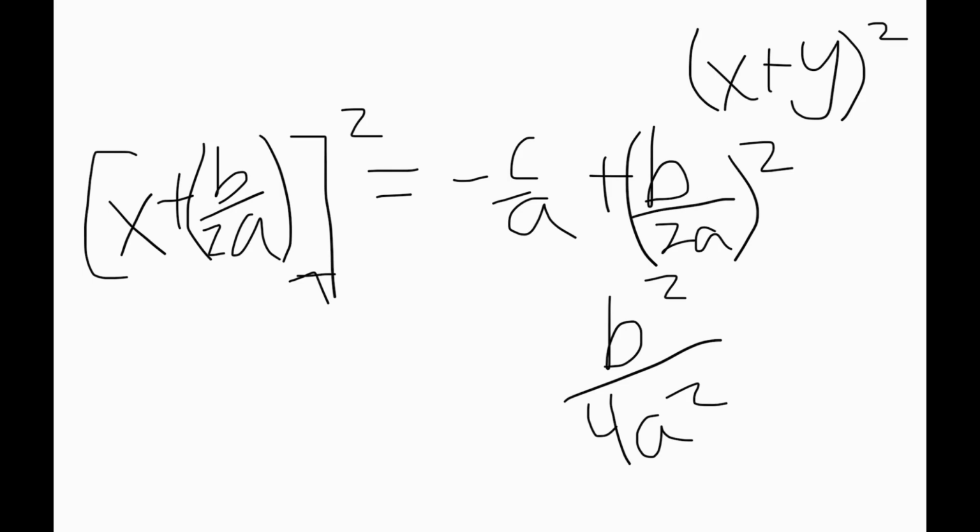And to get from a to 4a squared, we need to multiply a by 4a. And so if we multiply the bottom of negative c over a by 4a, we need to multiply the top too. So that will just be multiplied by 1, which keeps the value equal. So now our equation should look somewhat like this.